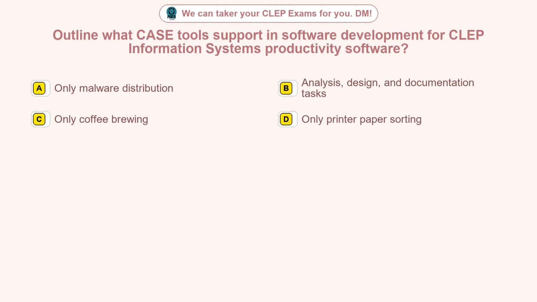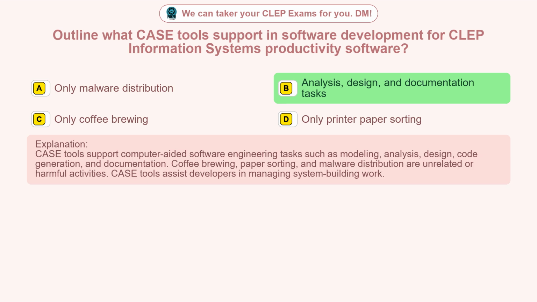Question 72. Outline what case tools support in software development for CLEP Information Systems productivity software. Option A. Only malware distribution. Option B. Analysis, design, and documentation tasks. Option C. Only coffee brewing. Option D. Only printer paper sorting. The correct answer is option B. Analysis, design, and documentation tasks.